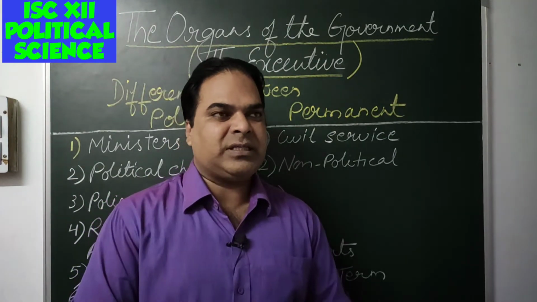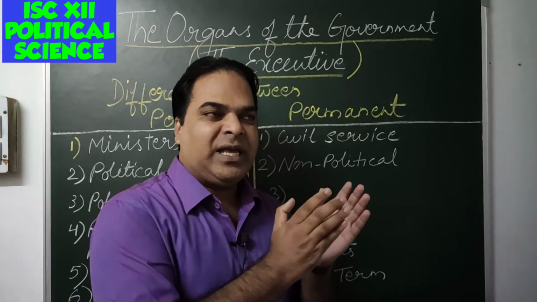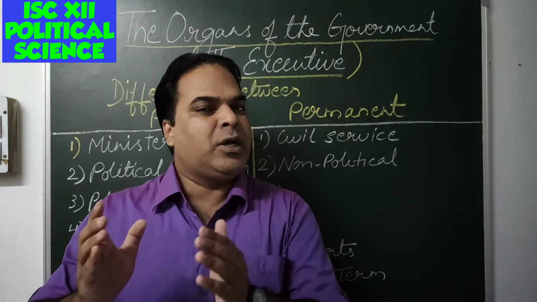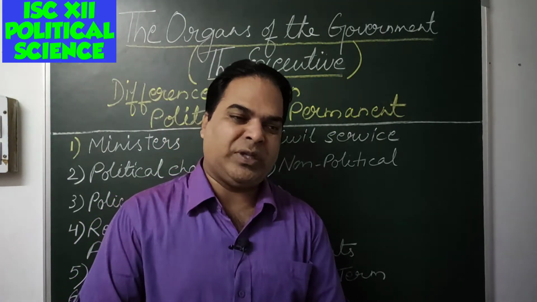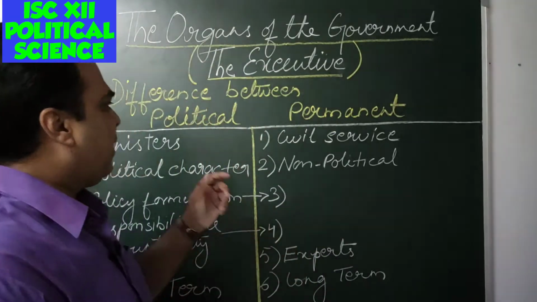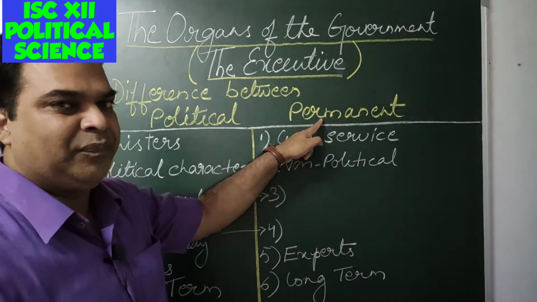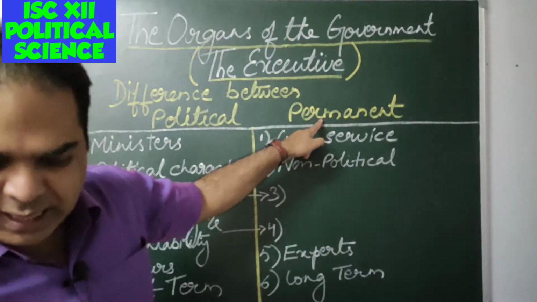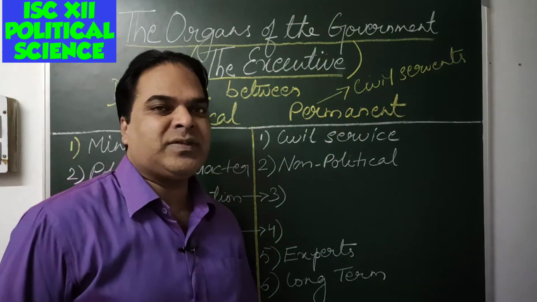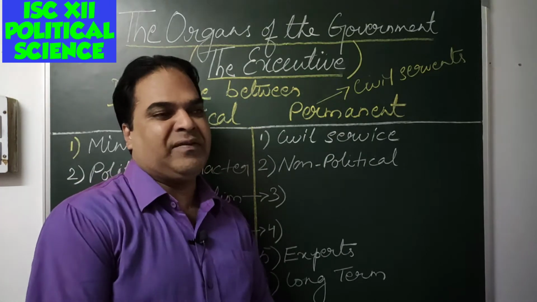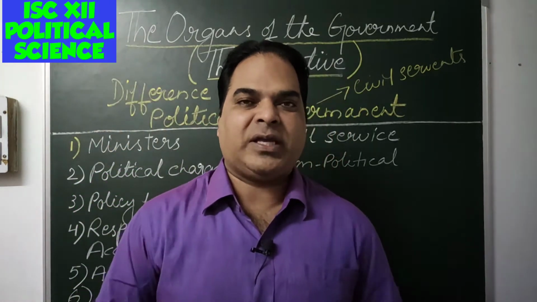When we discussed the classification of the executive, there we discussed that political executive is also there, and non-political executive, known as civil servants or bureaucrats, are also there. So today we'll discuss the differences between political and permanent executive. Permanent executives are known as civil servants or civil services, or even as bureaucrats. Bureaucrats are the fixed officers.